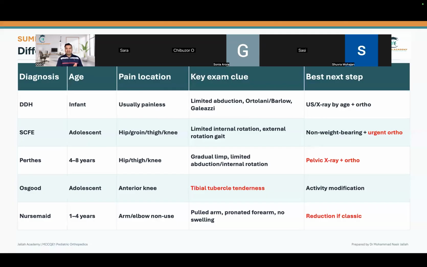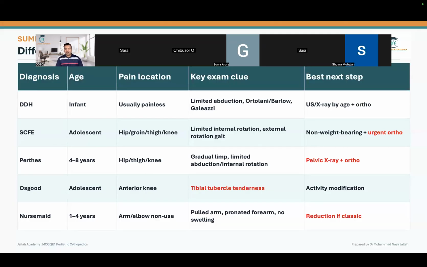Perthes: ages 4 to 8, usually male, but it can happen to anyone. Hip, thigh, knee, gradual limp, limited abduction, internal rotation. The rest of the picture is the same, with the exception that the pain is much lesser compared to slipped capital, and the age is less, the pain is less. Pelvic X-ray, and if it is negative or inconclusive, then do MRI and then orthopedics.